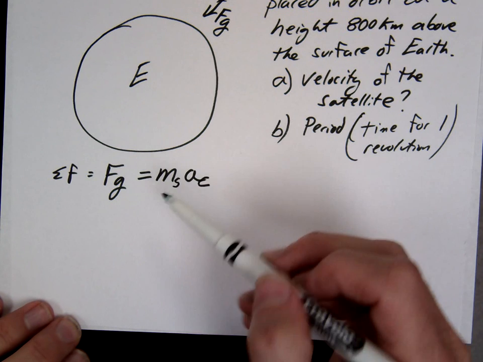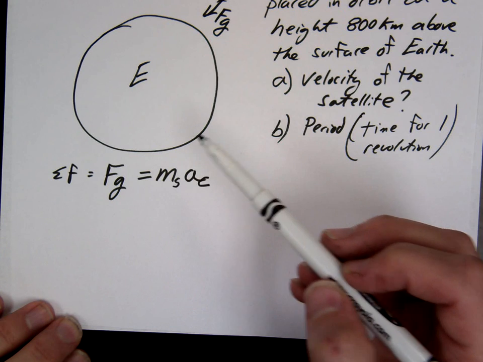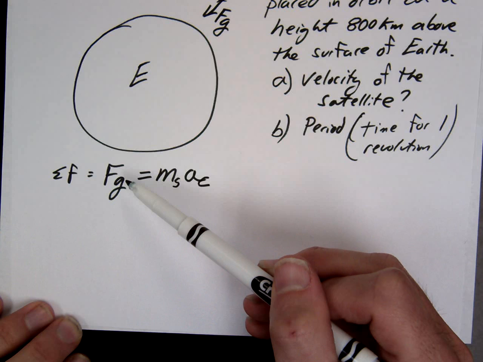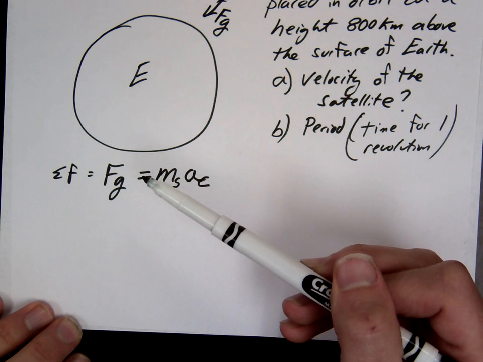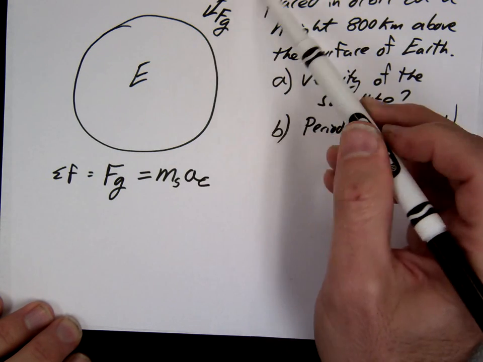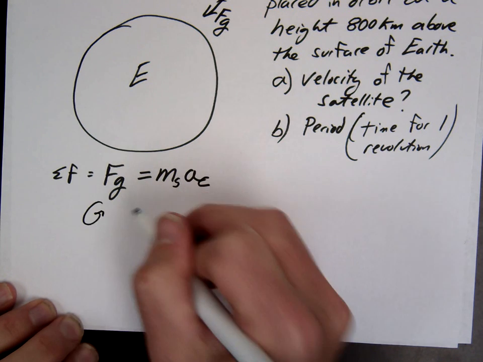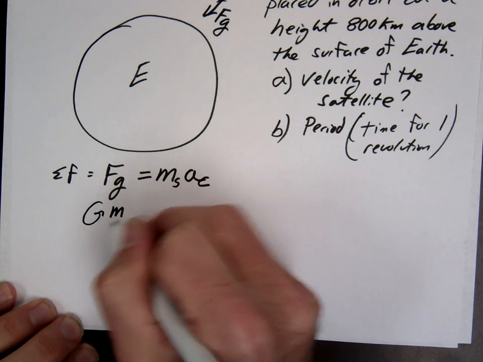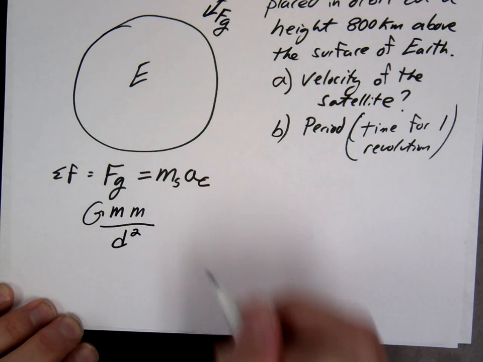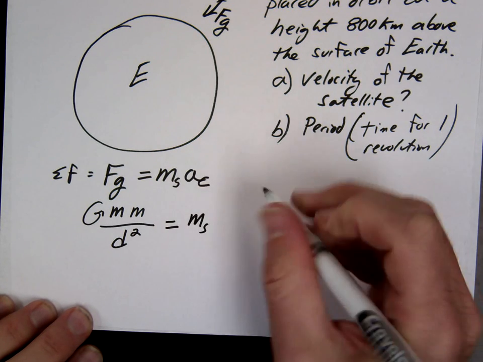So if we were close to the surface of the Earth in the last unit, and all of this unit until Friday, what did we use for Fg? mg, right, it's the weight. However, we're not close to the surface anymore, right? So what are we going to use for Fg here? Okay, the full equation for gravity, which is big G m m over d squared.